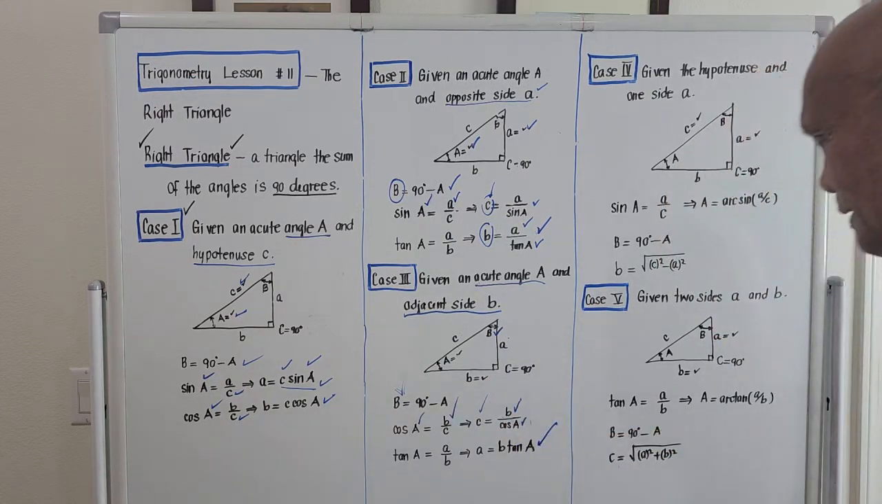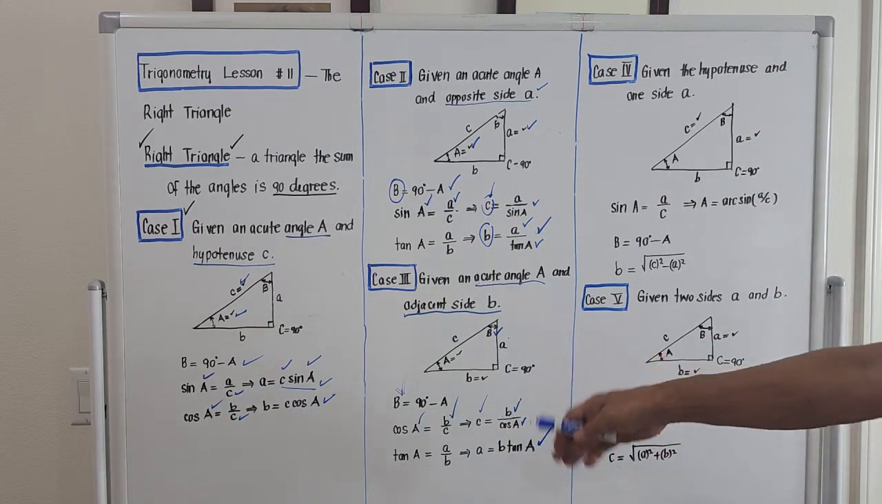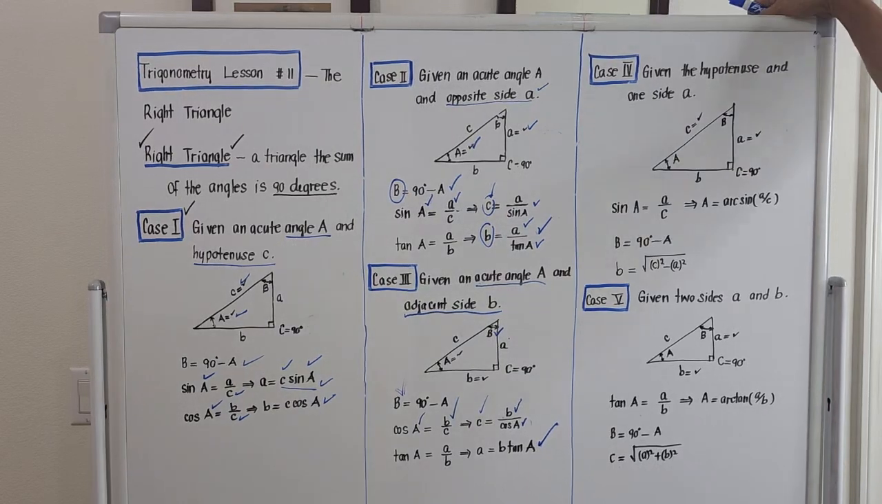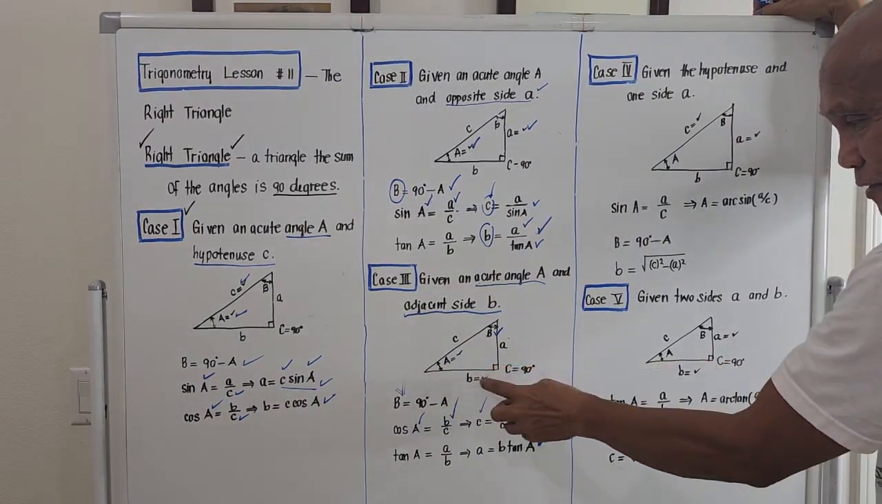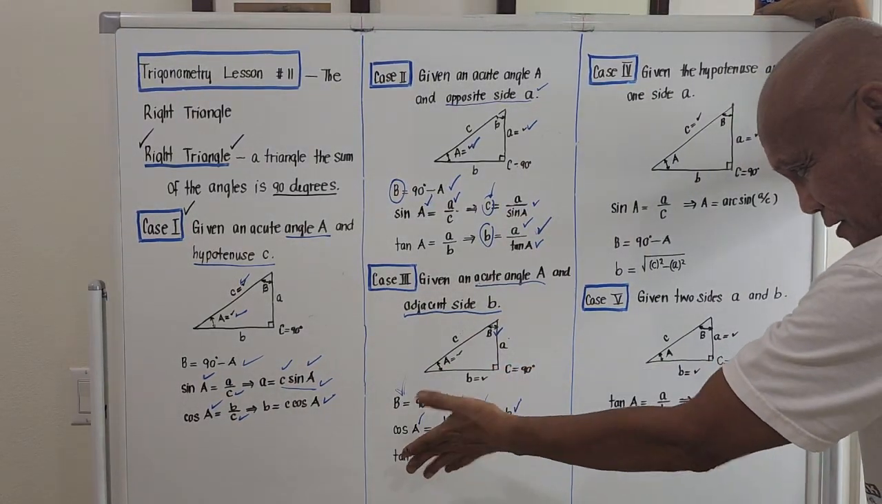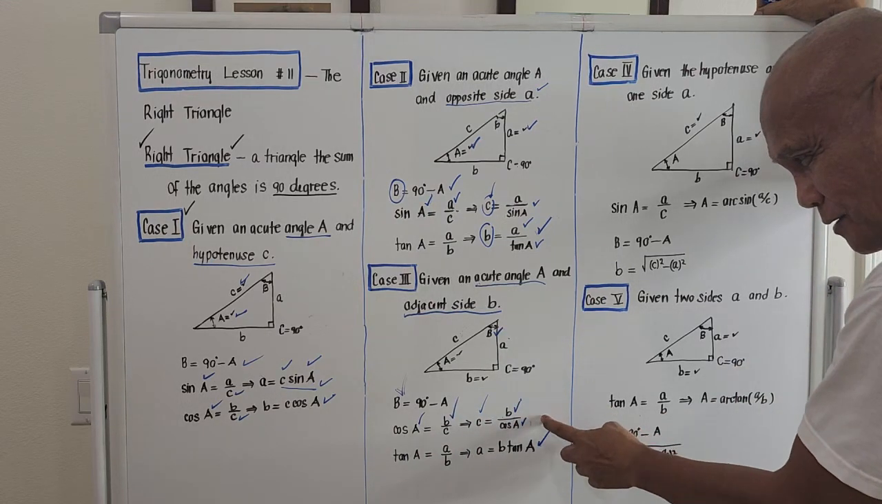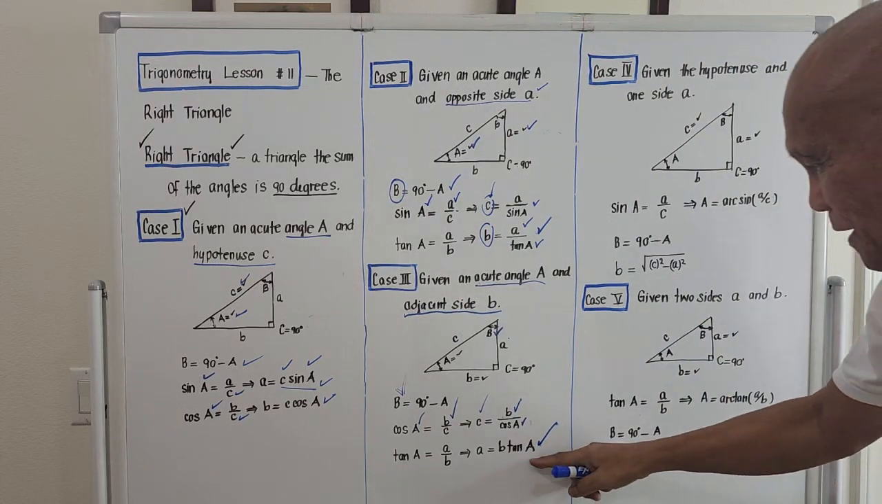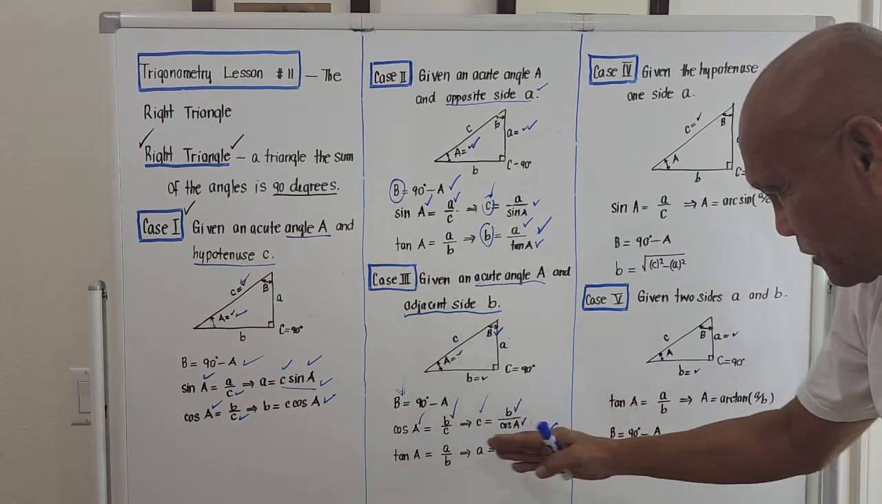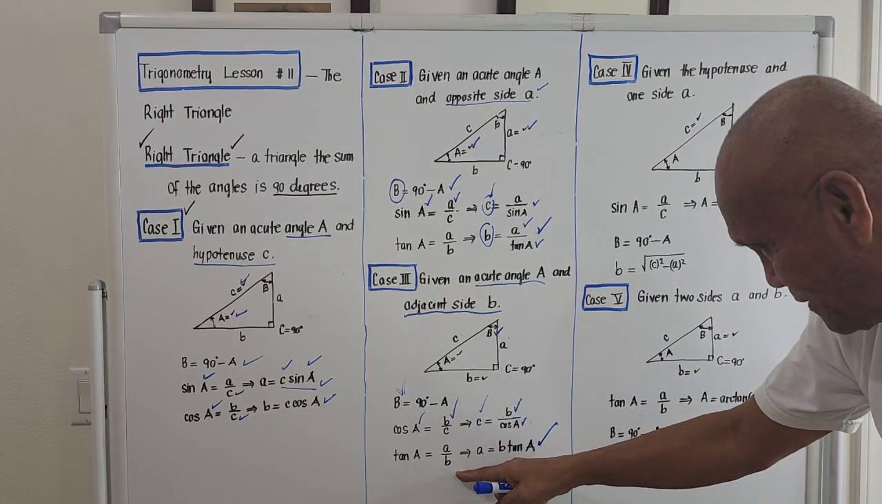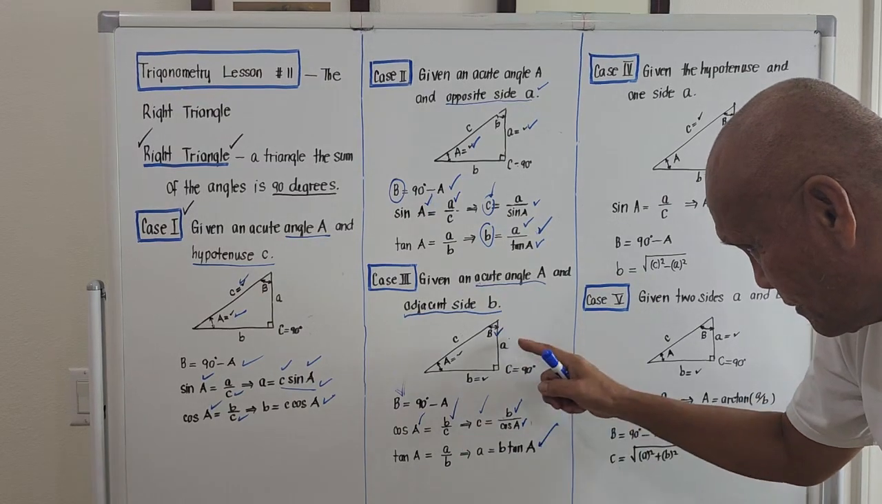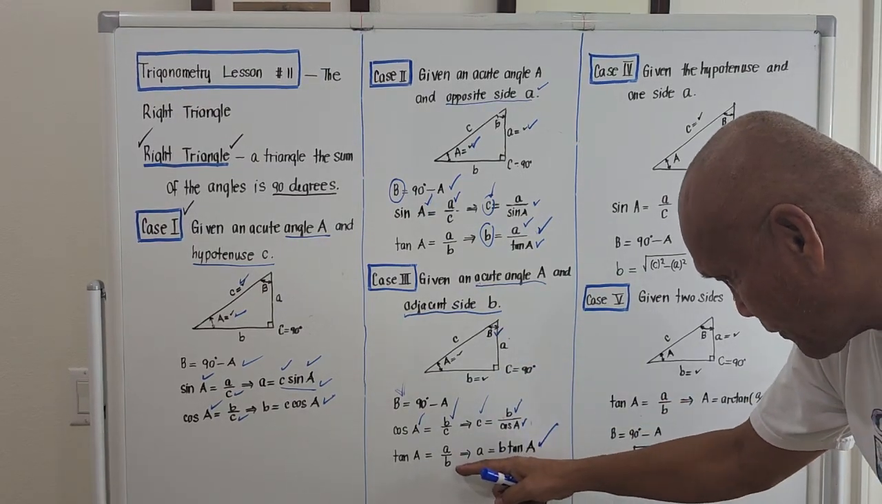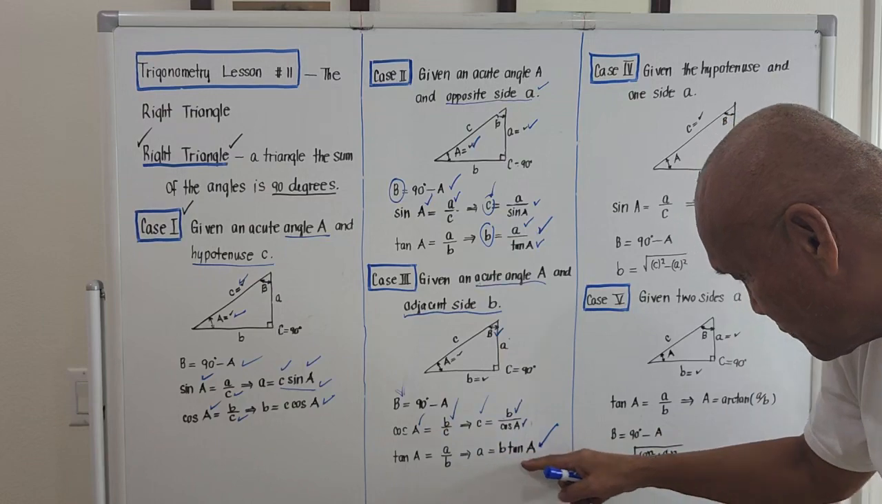Okay, that's the solution for case number 3. This is now the value of B, 90 degrees minus A, and C will be B over cosine of A, and A will be B tangent of A. It should be a product, not a ratio, because what is given on the tangent is actually B, and we are solving for A. So A will be the product of B times tangent A.